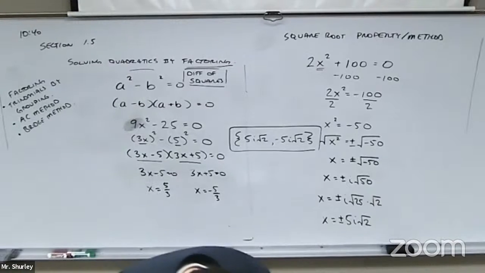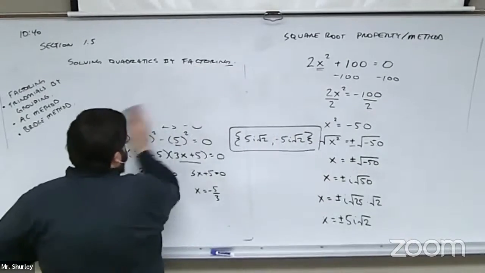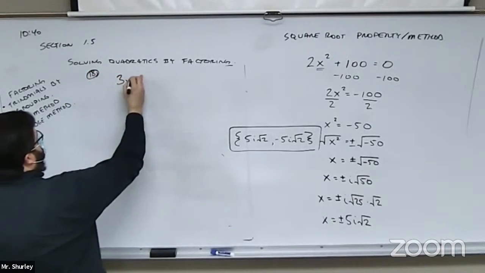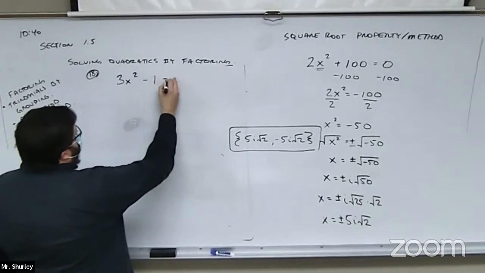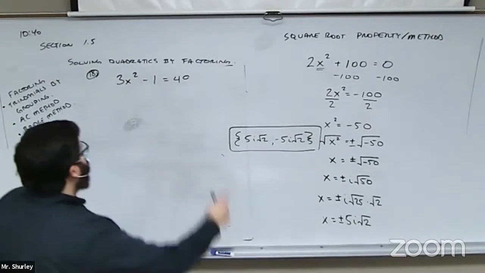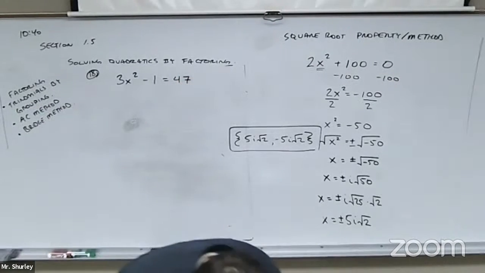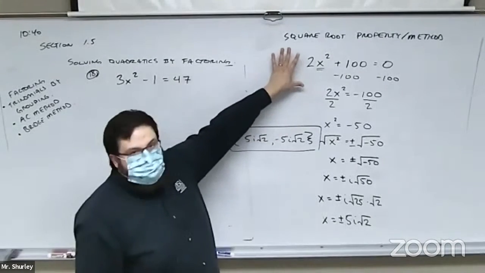Let me steal one from the book to do. Let's see here. Okay, I want you to try this one. This is number 18. Try it. 3x squared minus 1 equals 47. So try this one. I want you to do the square root method on it.